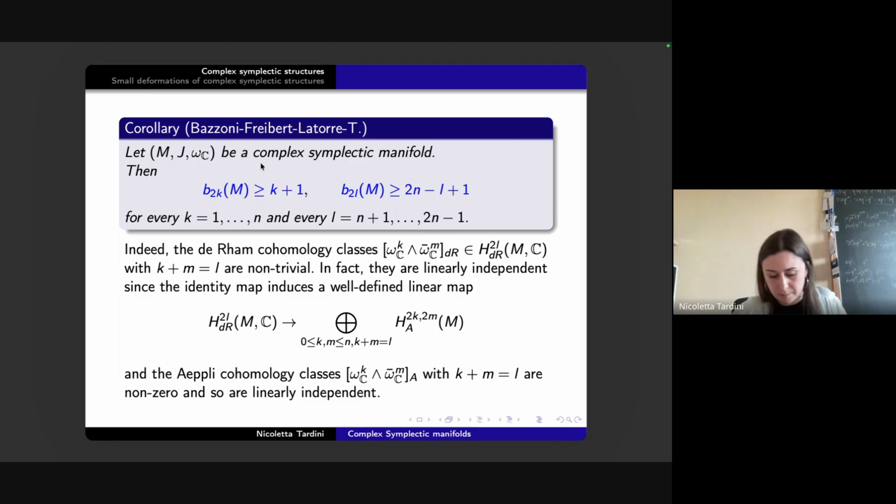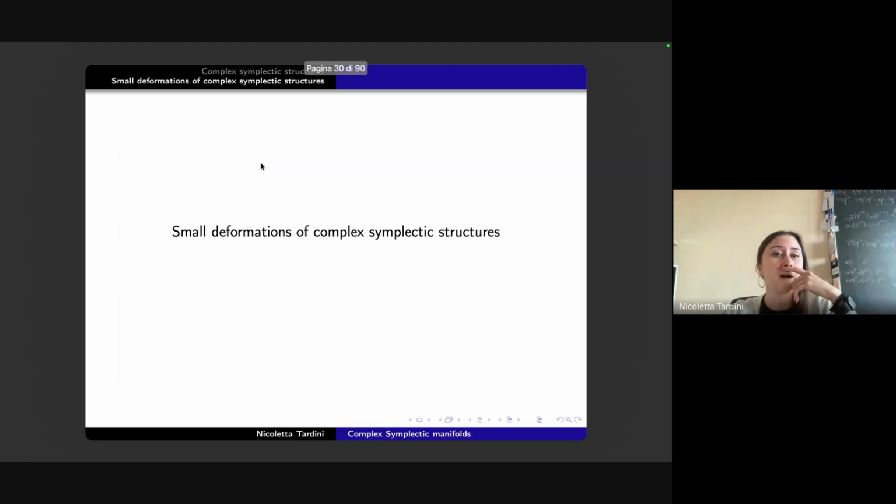Okay, so we have some cohomological obstructions, and in fact, the cohomology of complex symplectic structures plays an important role in what I'm going to talk about, that are the small deformations of complex symplectic structures, okay? So that's, let's say, the main part of the talk I want to talk about, and we will see how these cohomologies appear.